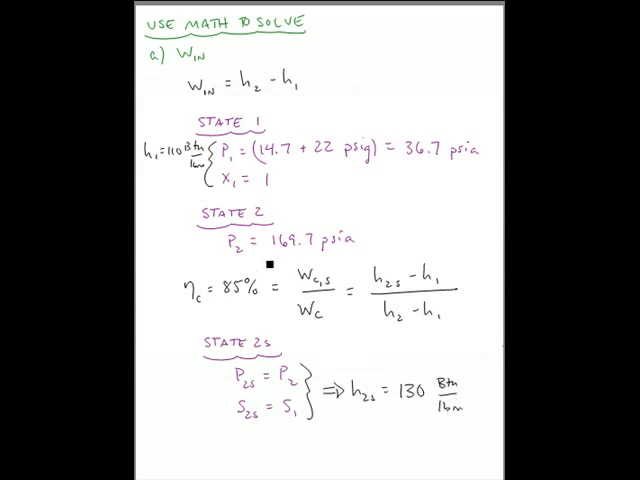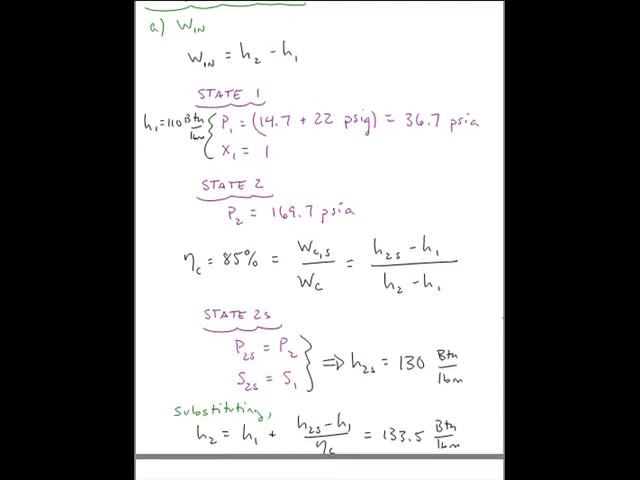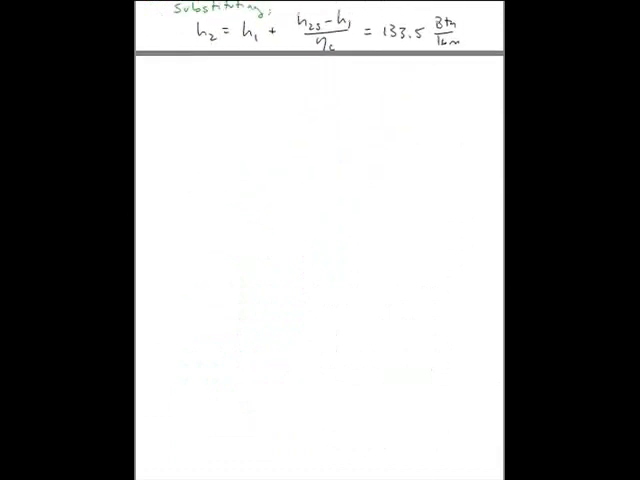Okay, and now we can find enthalpy 2, substituting. Enthalpy 2 is equal to enthalpy 1 plus H2S minus H1 over A to C, and that's going to be equal to 133.5 BTUs per pound mass. Alright, so now we have enthalpy 2. Well, let's continue on and finalize this thing.